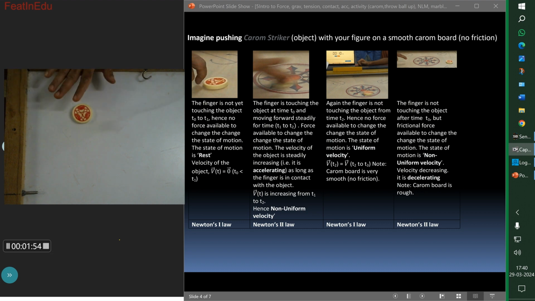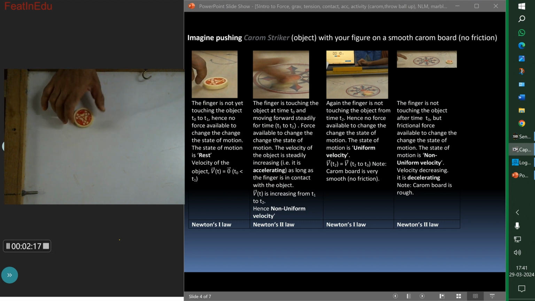So now the instant of time is t0. Now look at the striker. Now my finger is here. Can you see my finger? Now my finger is going to move. So my finger is moving. At time t1, my finger touches the striker, and then my finger continues to touch the striker till time t2.